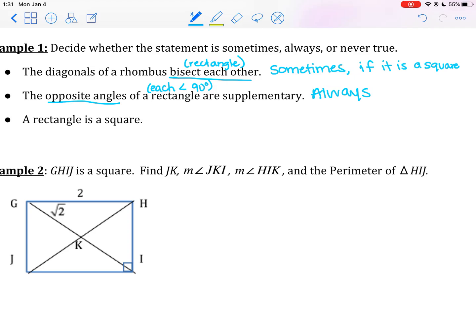All right, the next thing says a rectangle is a square. So this is always, sometimes, or never. For this one, if we think about the definition of a rectangle, all of the angles are the same. And then from our new theorem, the diagonals are congruent. So that is only going to happen sometimes. In order to be a square, it also has to be a rhombus.